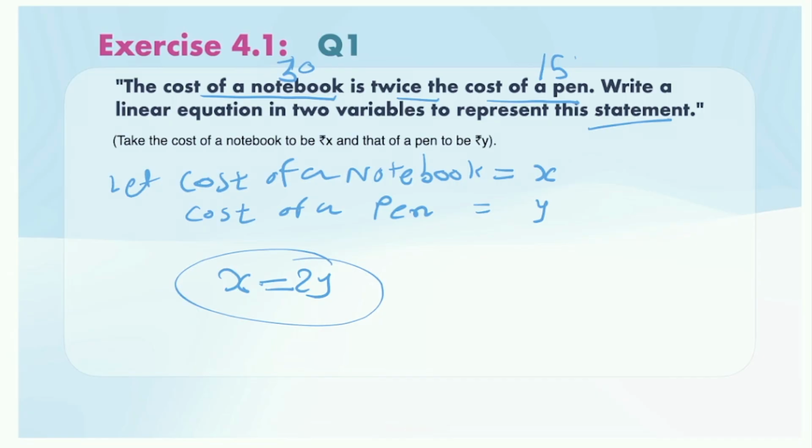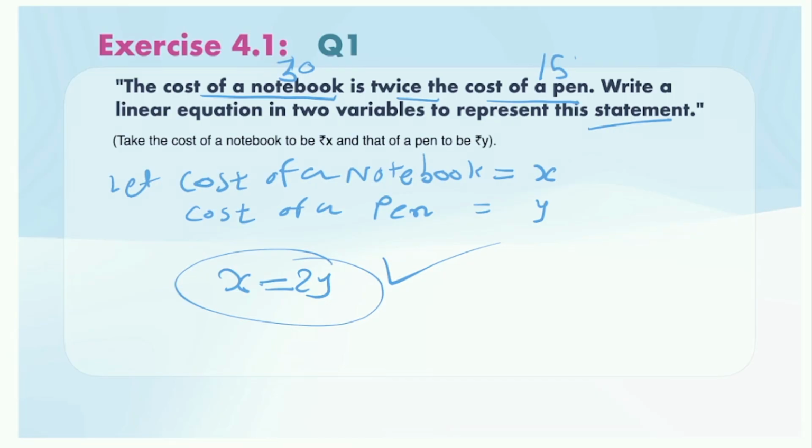Now after that you just have to write the real world statement as a mathematical statement, starting from the first. Here I have assumed the cost of notebook as x, so I have written x is the cost of notebook. Cost of notebook is equal to twice the cost of pen. Is means equal to, and twice the cost of pen is 2y, so x equal to 2y. Very simple, right? So this way you can express any real world statement as a mathematical statement.